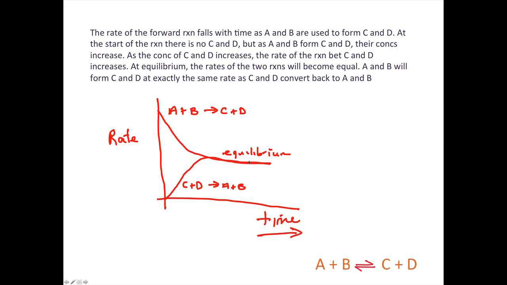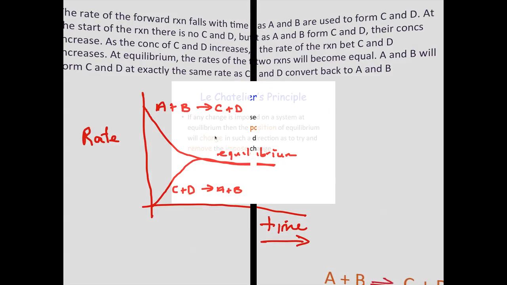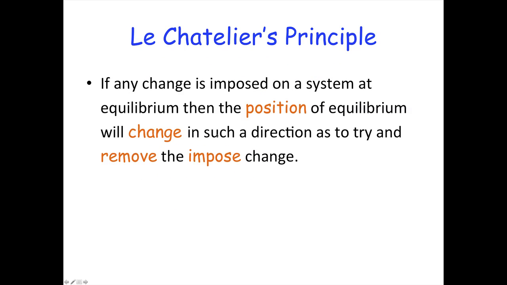So at equilibrium, the rate of the forward reaction is equal to the rate of the reverse reaction, which simply means that the rate at which A and B are being converted to C and D is the same rate at which C and D are being converted back to A and B. So a very important principle when you study equilibrium is Le Chatelier's principle. Le Chatelier's principle states that if any change is imposed on a system at equilibrium, then the position of equilibrium would change in such a direction as to try and remove the imposed change.